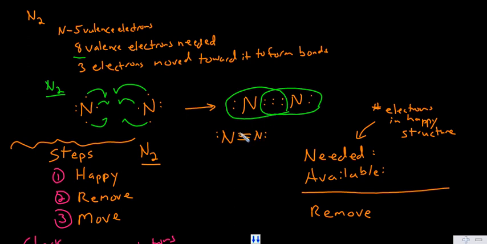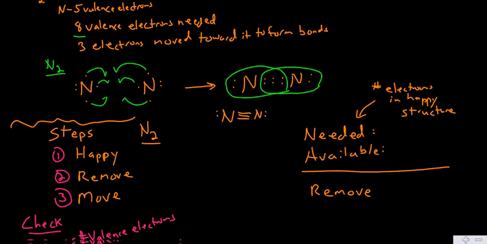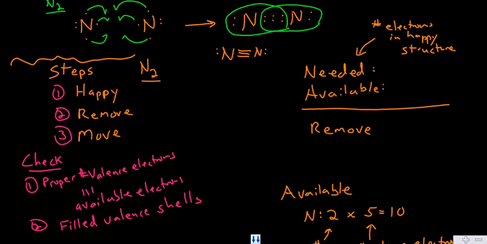So this is one way to draw out Lewis dot structures. However, another way is a little bit more systematic, and ultimately, once you figure it out, should save you time. And so let's give it a shot. There's really essentially 3 steps. Trying to draw nitrogen again, we're going to make a happy structure. We're going to remove electrons, because in our happy structure we'll have too many electrons, more than we can have. And then we'll need to move electrons to give everyone a full octet.